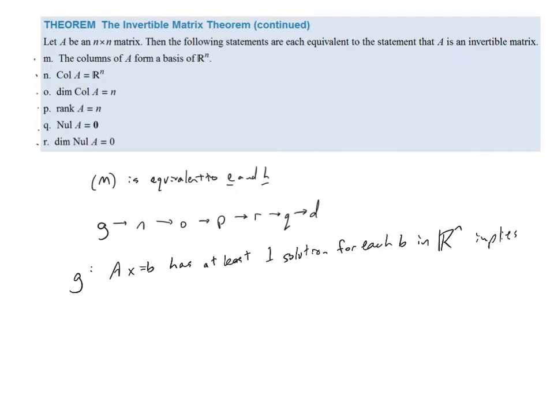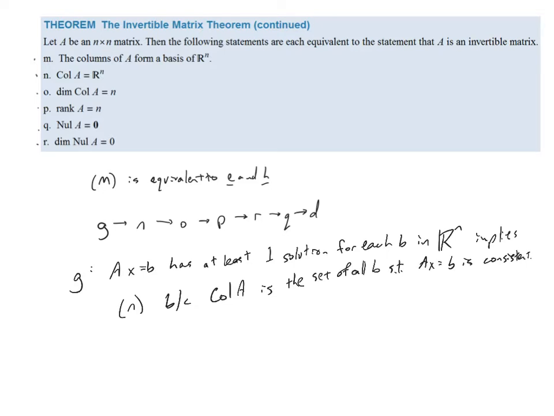That statement implies N, because the column space of A is the exact same thing as the set of all B. The column space of A is the set of all B such that AX equals B is consistent. So they're basically saying that G just leads us directly into statement N.